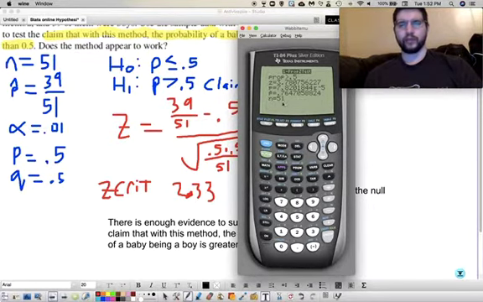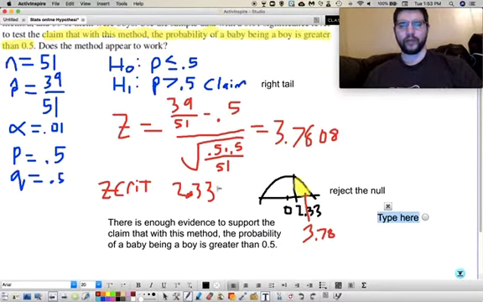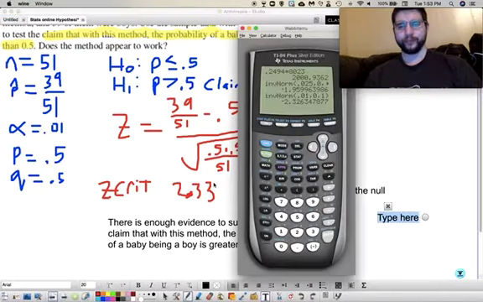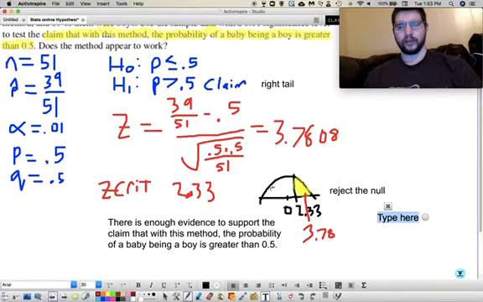But again, that's going to be next time. So from there, we can get our test statistic. Then we can do inverse norm to find our critical value. 0.01. 2.33, and there we are. Same steps from there. Plot it and see if it's in that critical region, the rejection region.